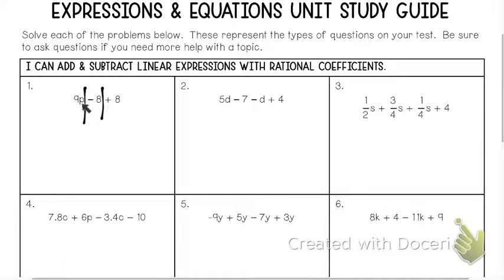This is the only one with a variable, so that means that it doesn't have any like terms, whereas these two don't have a variable, so they have to be like terms. So I go ahead and just combine like terms. -8 plus 8 gives me 0. And then if I were to bring down the 9p, I would have 9p plus 0, or 9p.